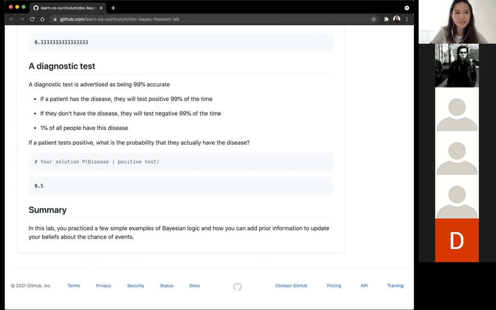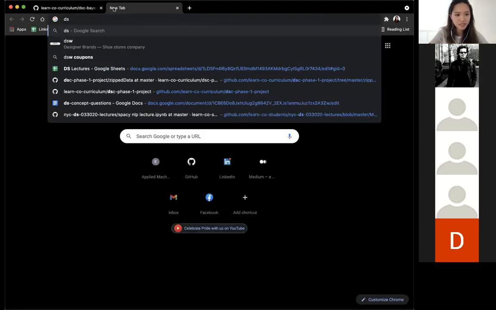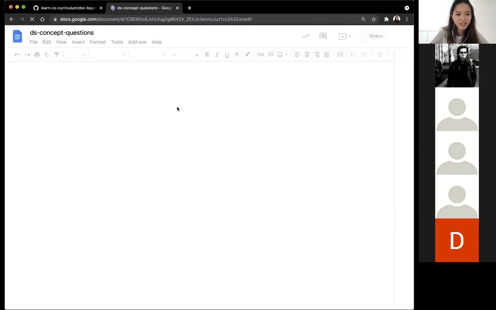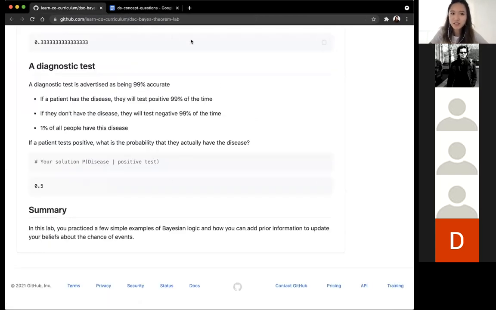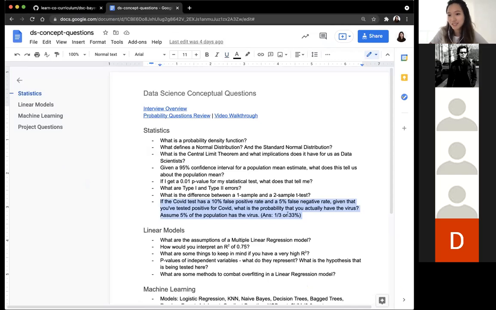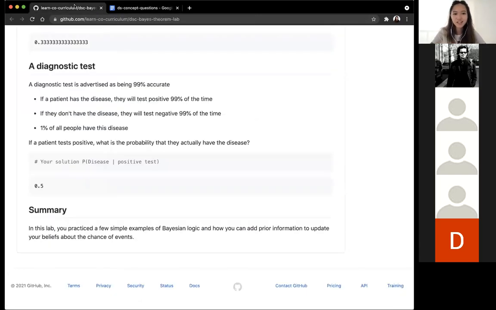This is on your labs. And also if you go into our DS concept questions doc, there is a similar question, just different numbers. So I highly recommend after today, and I go through the process of solving this, see if you can solve this question. I already gave you the answer, 1/3 or 33%. Apply the same methods that we use to solve this question over here. You should get that correct answer.